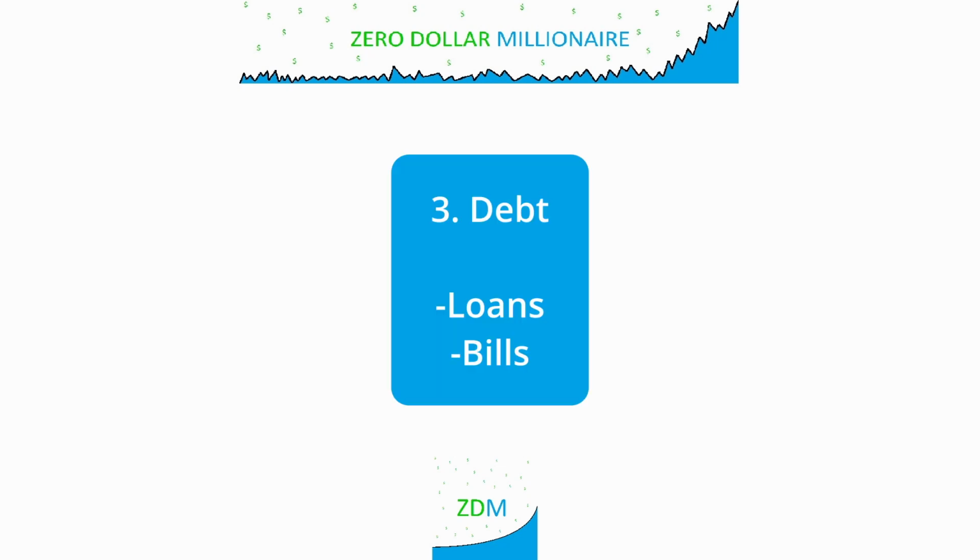The next component is debt. Debt is money you have borrowed from someone, typically a bank, to buy something. Debts are usually just loans or monthly bills. For example, you might have a car loan or student loan, or maybe even medical bills. Someone else paid for your car or college or surgery, and now you have to pay them back.